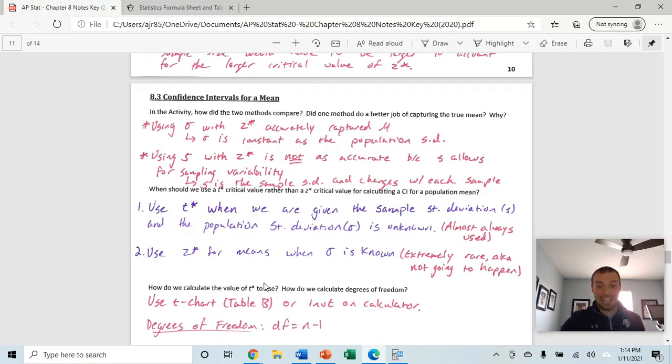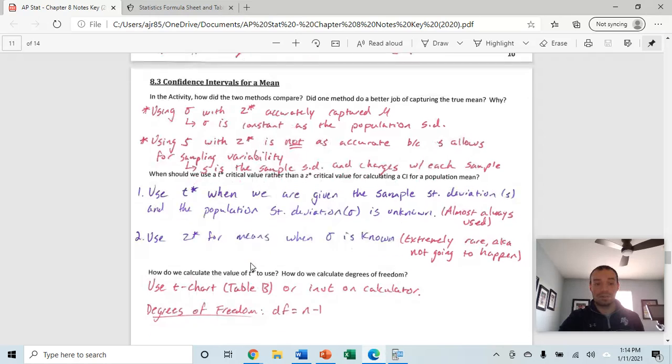In the rare case that you happen to know the population standard deviation, which is extremely rare, aka it's not going to happen, we would be creating a z critical value and creating the z interval.